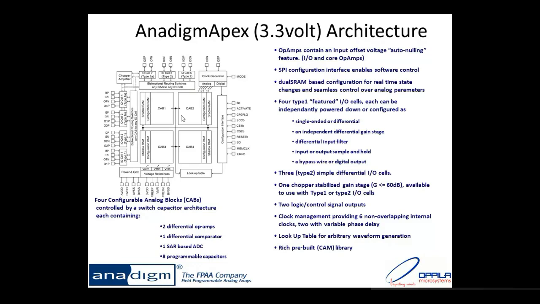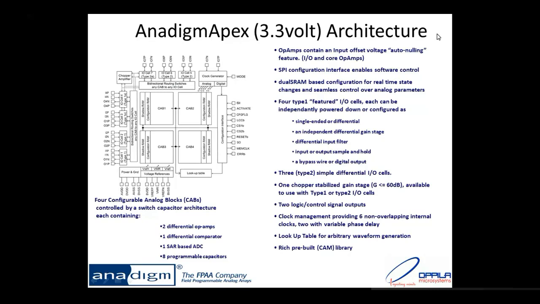And these are the IO cells of the FPAA. Each FPAA has 7 IO cells. An IO cell is nothing but an input output cell. You can configure an IO cell as an input as well as an output, based on your application. So, 7 IO cells and 4 CABs. In each CAB, you have op-amps, comparator, ADC, and capacitors. One more important thing is the 3.3 volt architecture. The maximum operating voltage is 3.3 volts only.